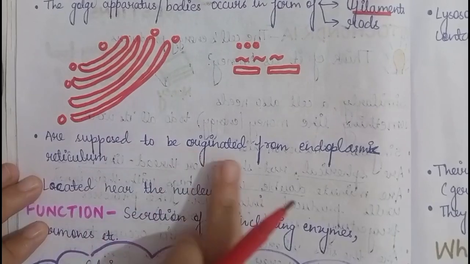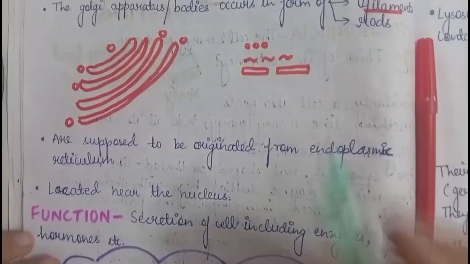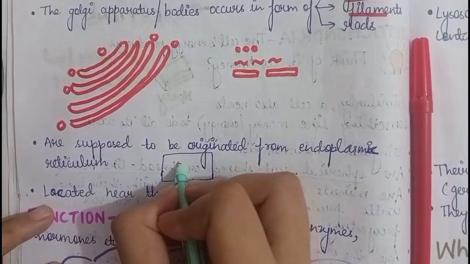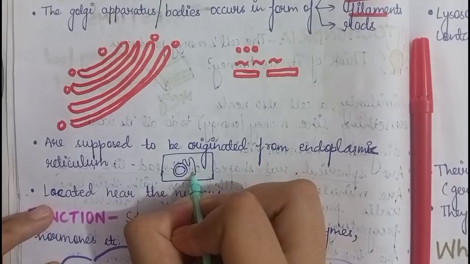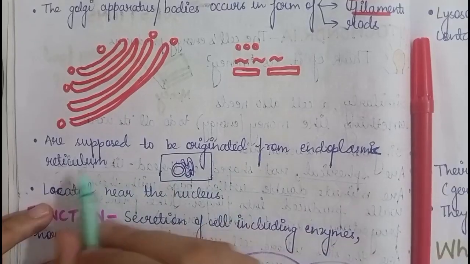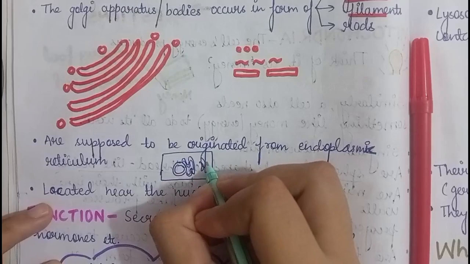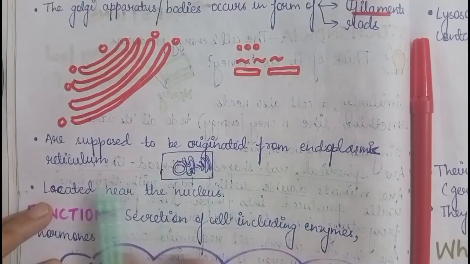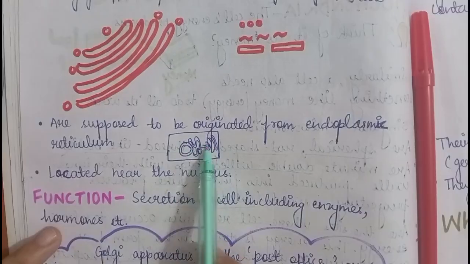Now, they are supposed to be originated from the endoplasmic reticulum. We have studied in the previous lecture that, see, this is our cell, this is our nucleus. With the nucleus, our endoplasmic reticulum is attached, and from here these Golgi bodies are supposed to be originated. These Golgi bodies are also found near the nucleus. So from the endoplasmic reticulum, these Golgi bodies originate, and they are located near the nucleus.